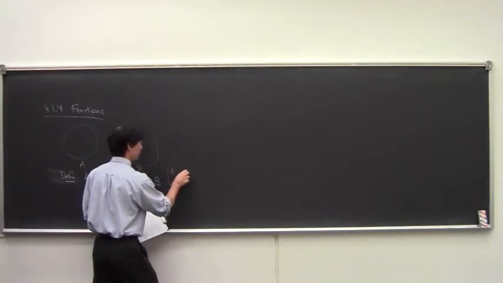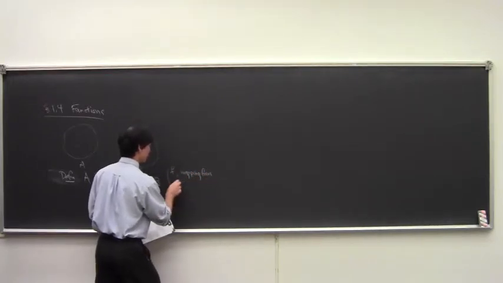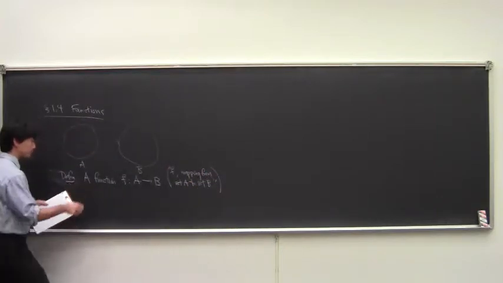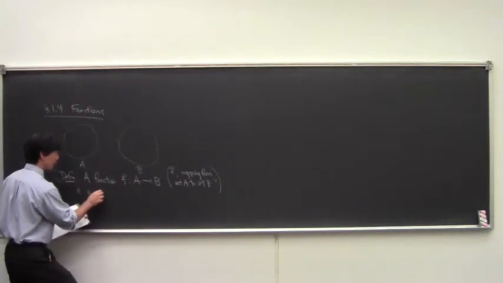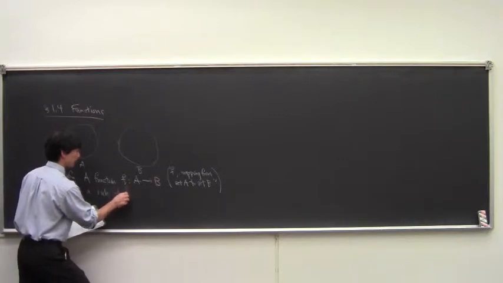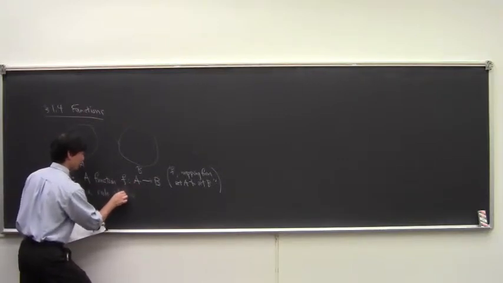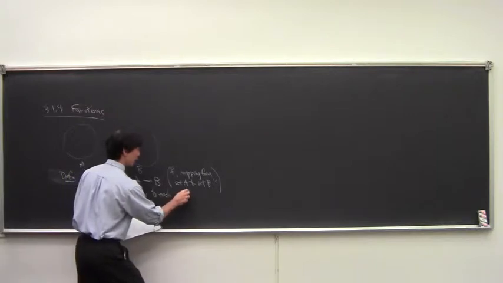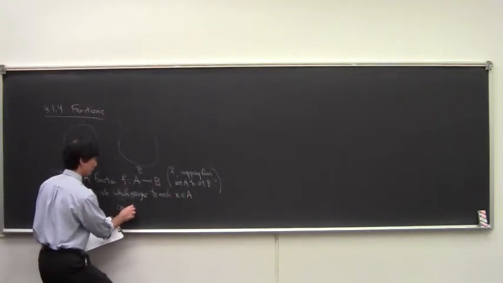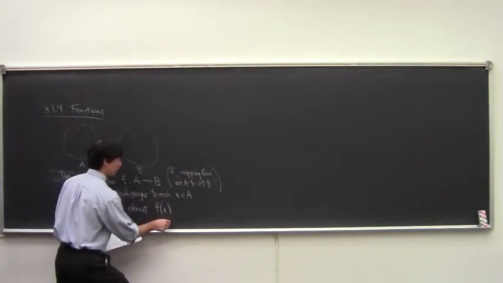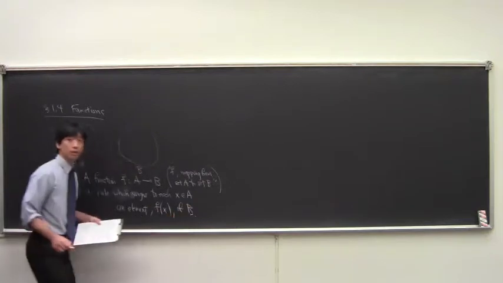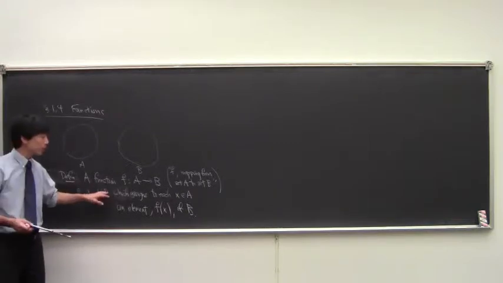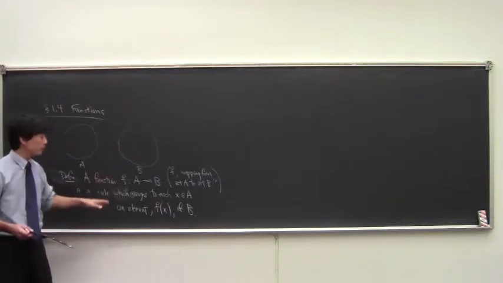F mapping from set A to set B is a rule, say, which assigns to each element of A an element denoted f of x of B. So it's a rule which assigns to each element of the first set some element of the second set.